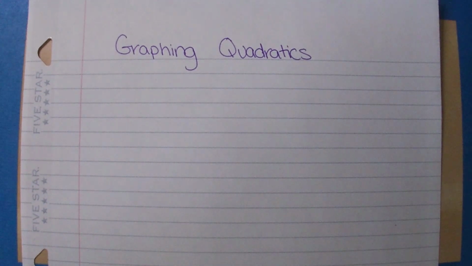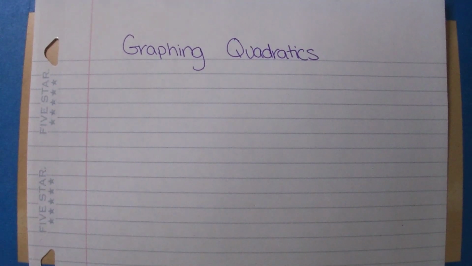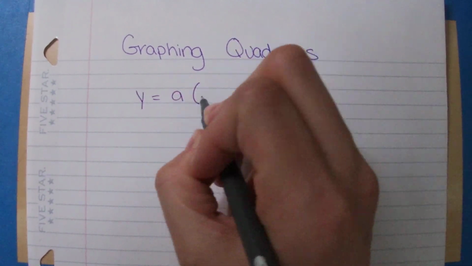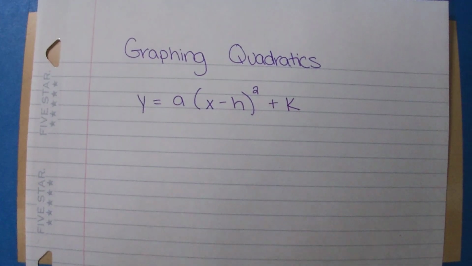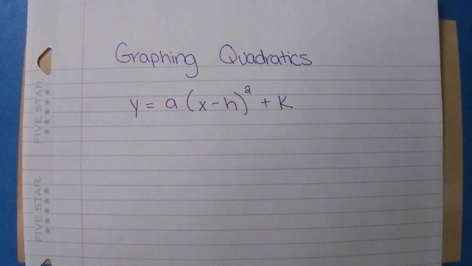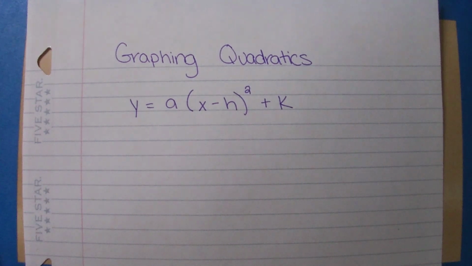Okay, so a couple things that we want to know about graphing quadratics. Just like when we are graphing lines, we have formulas or formats that they come in. So one format is y equals a times (x minus h) squared plus k. We can tell by looking at this that this is going to be a quadratic because it has an exponent of 2. When we have a degree of 2, an exponent of 2, we know that we are then dealing with quadratics.